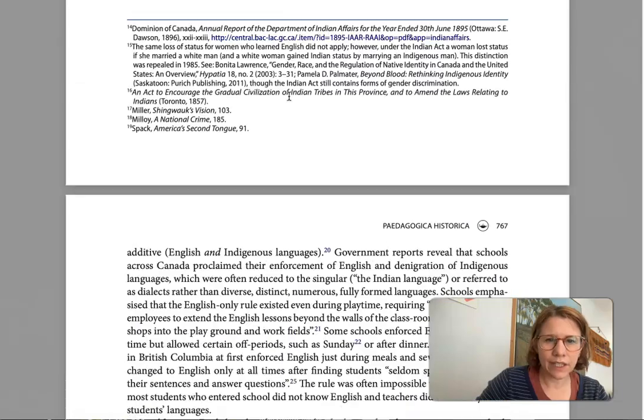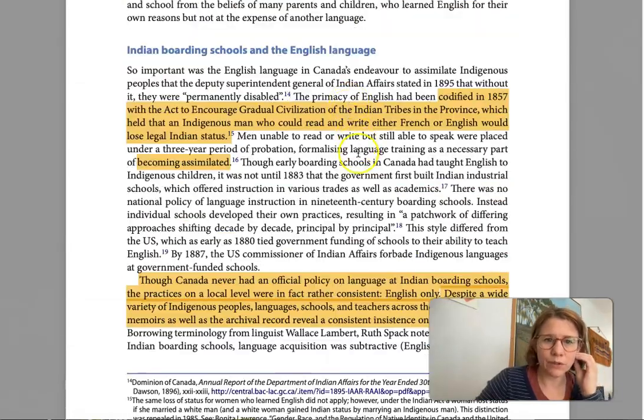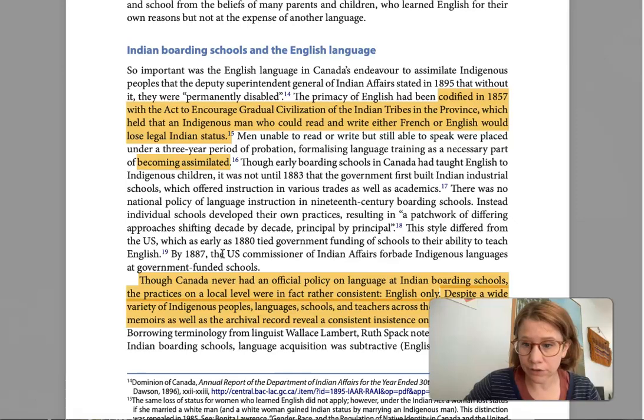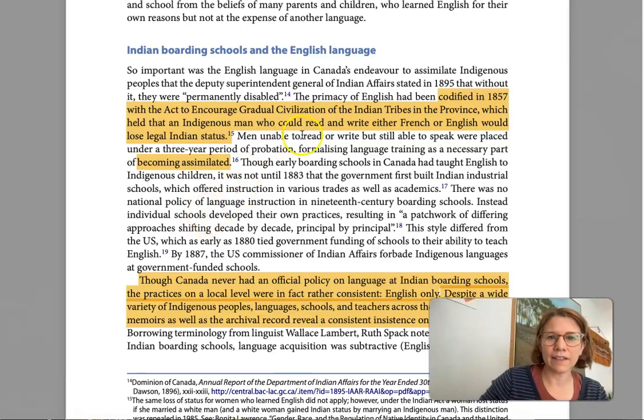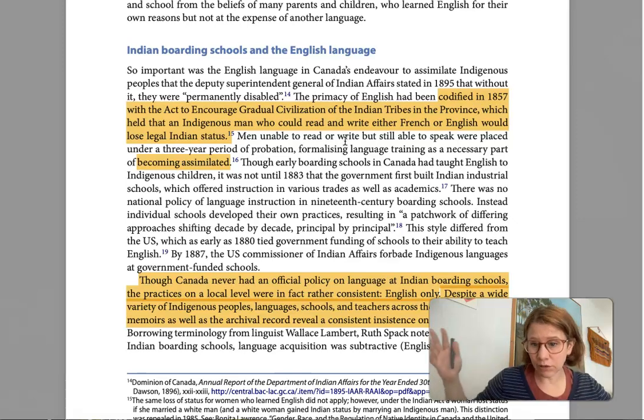And then, yeah, just some interesting notes here. So she said the primacy of English has been codified in 1857 with the Act to encourage gradual civilization of the Indian tribes in the province, which held that an Indigenous man who could read or write either French or English would lose legal Indian status. So she's just referring to some historical government documents, and it just sets up this idea that if you could speak French or English under Canadian legal or government policy, you would lose your Indian status.